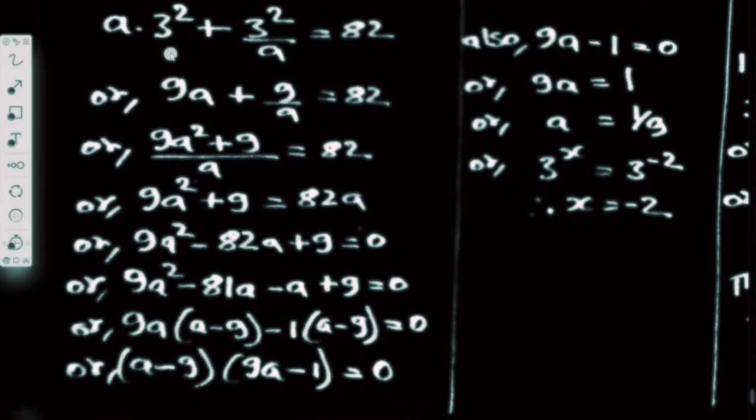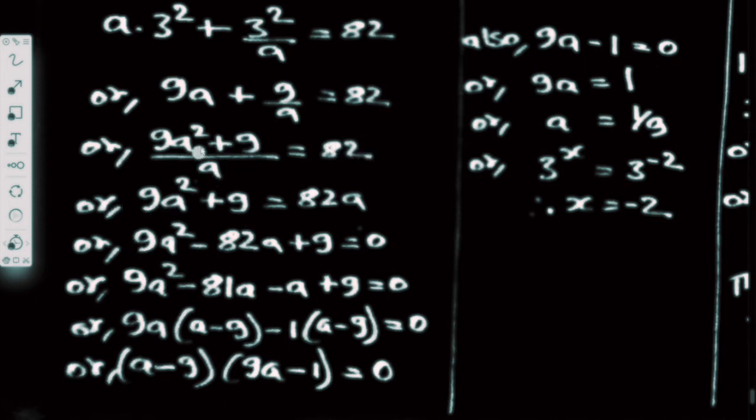Here again, a into 3 power 2 plus 3 square by a equals 82. Here 3 square means 9, so 9a plus 9 by a equals 82. Now a should be taken as LCM in the bottom and a should be multiplied with this 9a. 9a into a comes 9a square plus 9 by a equals 82.